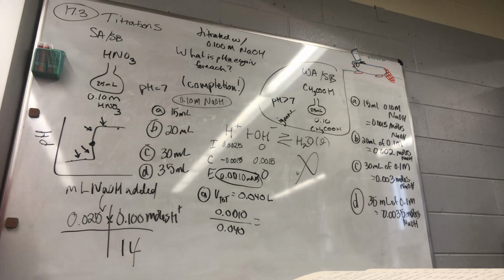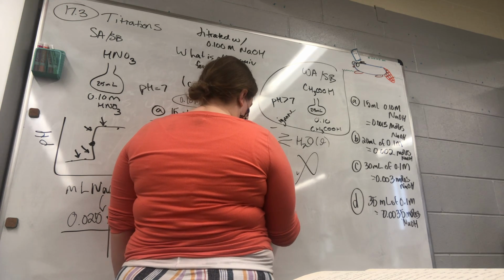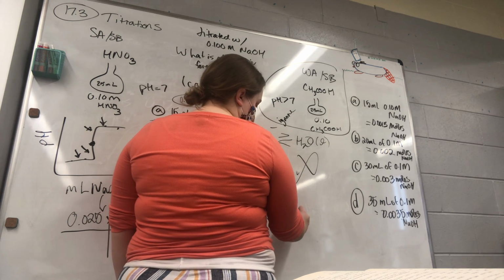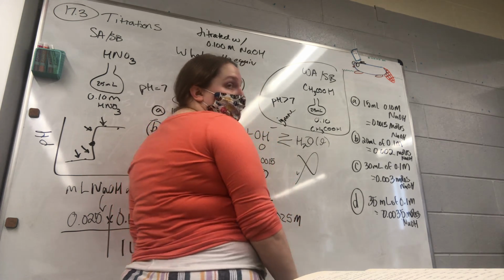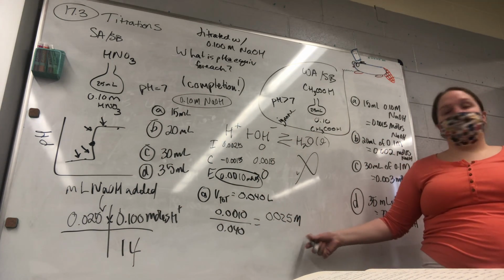We can get a concentration from that information. Here we go. Say again? 0.025. That's molar. What is that? H plus or OH? H+. That's H plus.